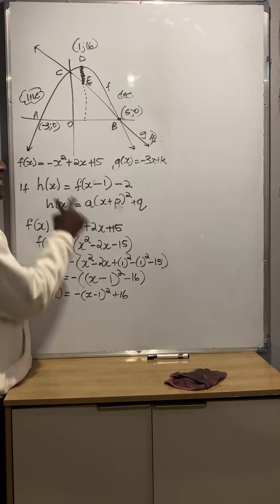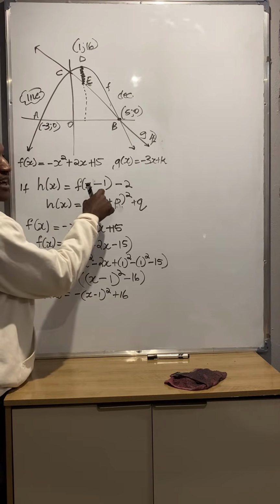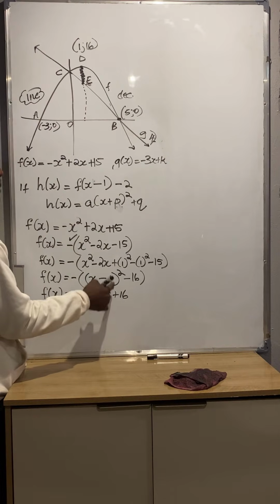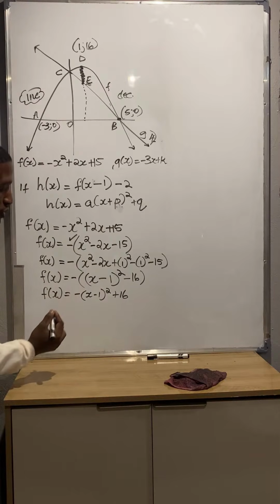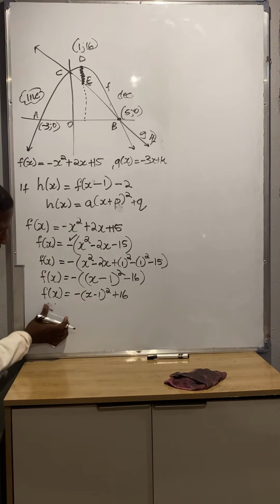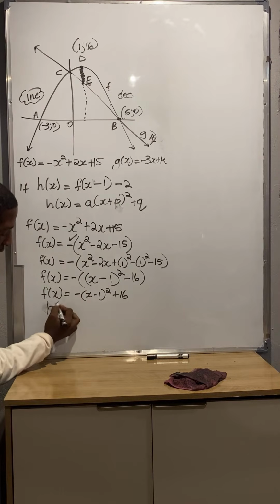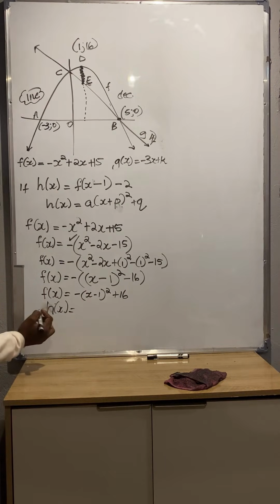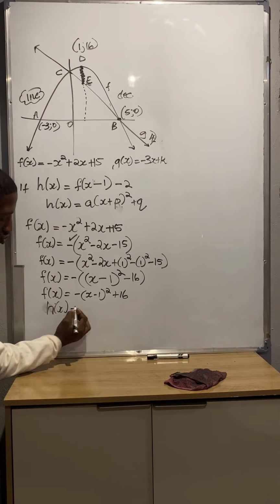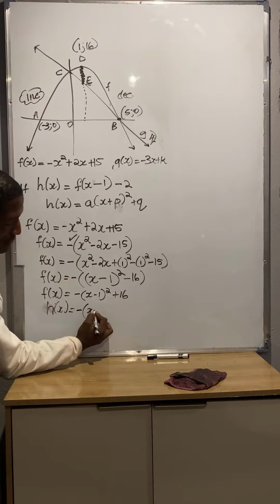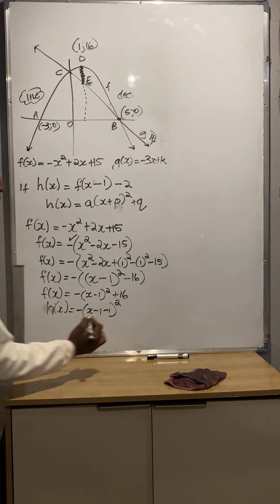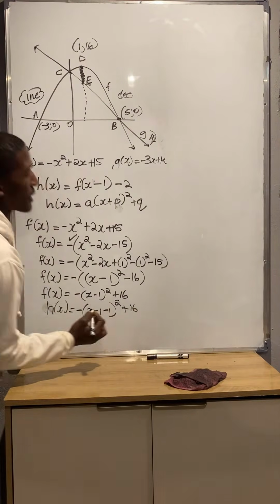Remember, x becomes x minus 1. So it's going to be this one. It's going to be f. So we substitute in h(x), wherever there is x we put x minus 1. So it's going to be negative (x minus 1 minus 1) squared plus 16 again.